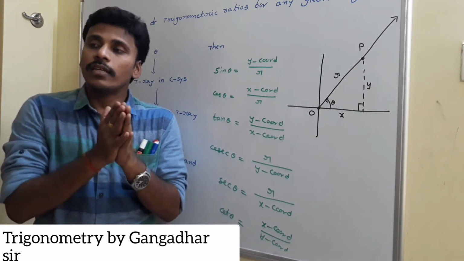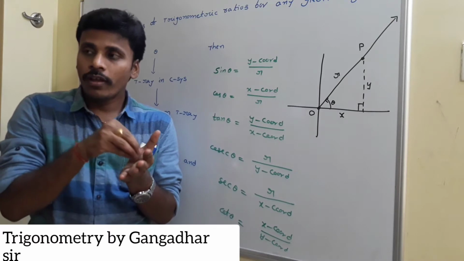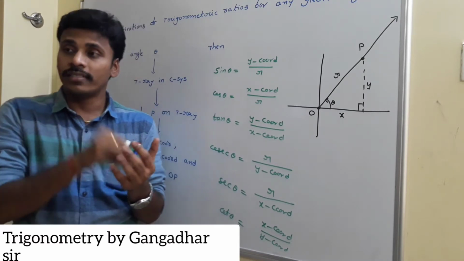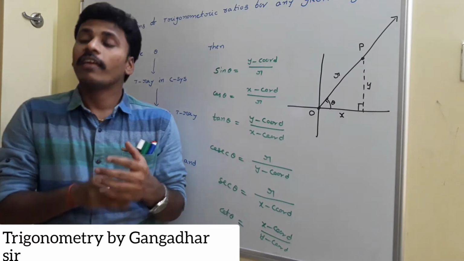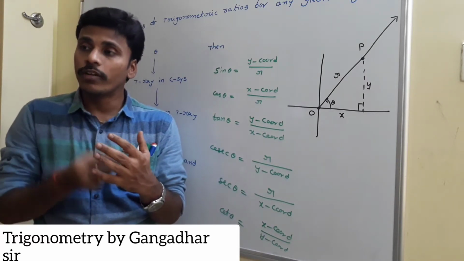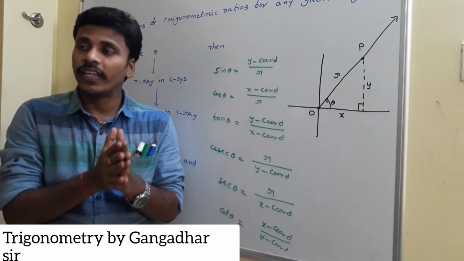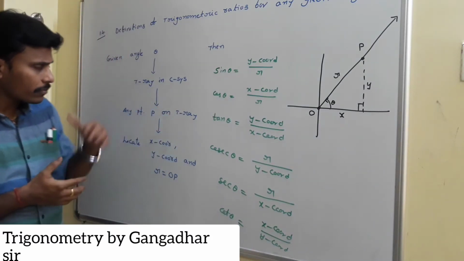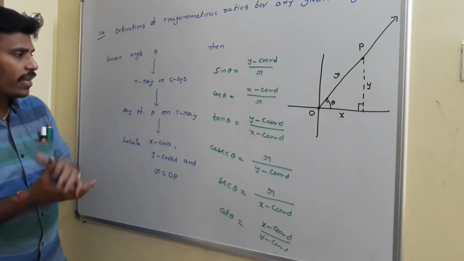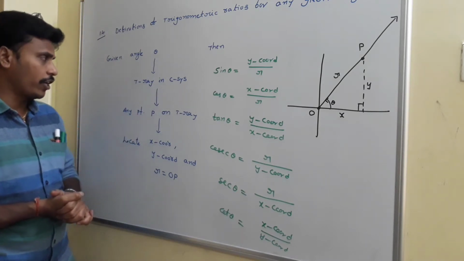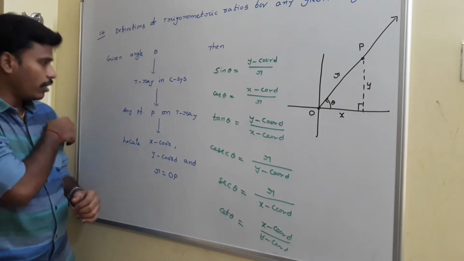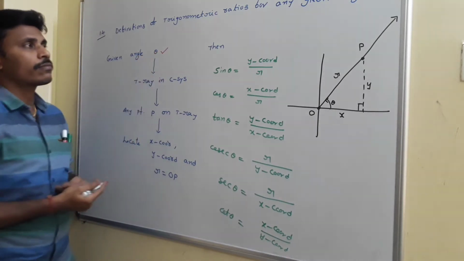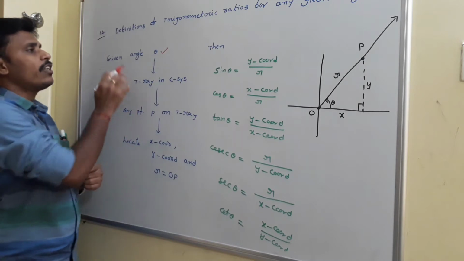After representing a terminal ray for the given angle in the coordinate system, we need to define the trigonometric ratios. Once again I am giving you the complete idea related to the definitions of trigonometric ratios. Have a look at this. To define trigonometric ratios, we need initially an angle, right?